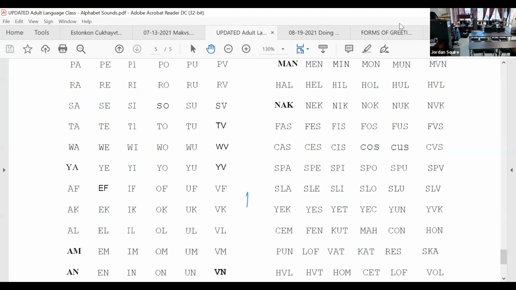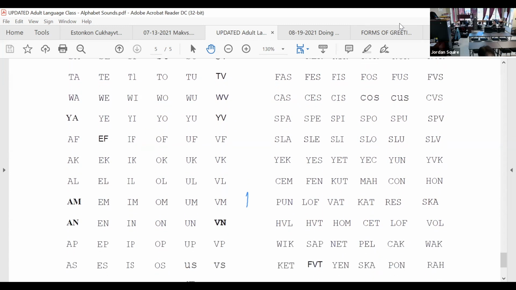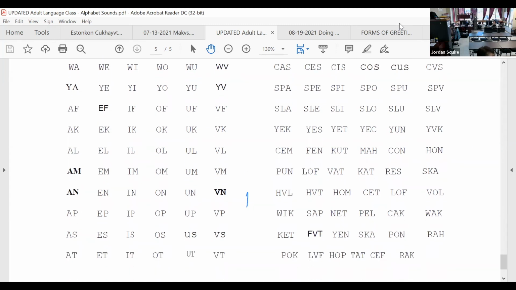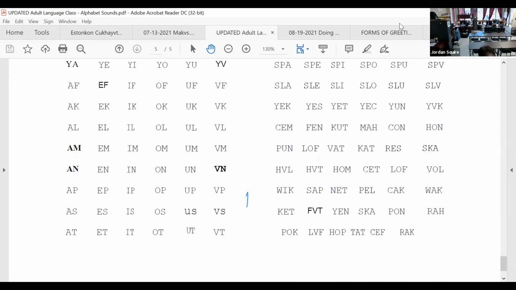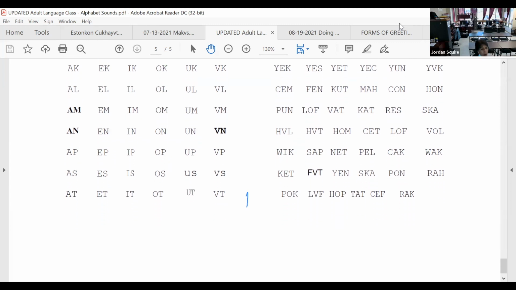Da, di, de, do, du, da. Wa, wi, we, wo, wu, wa. Ya, yi, ye, yo, yu, ya. Af, if, ef, of, uf. Ak, ik, ek, ok, uk. Al, il, el, ol, ul. Im, em, om, um. On, in, en, un, an. Ab, ib, eb, ob, ub. As, is, es, os, us. At, it, et, ot, ut.